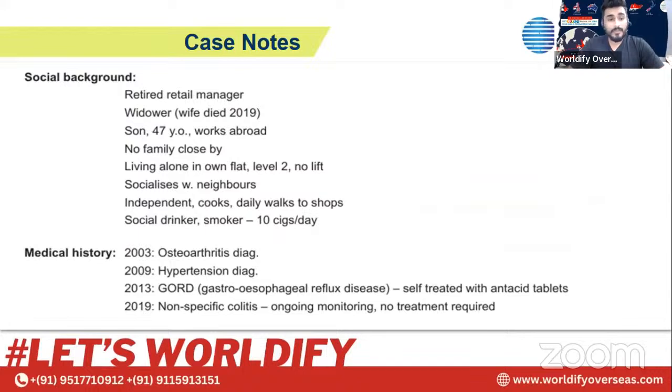His medical history: in 2003, he was diagnosed with osteoarthritis. In 2009, hypertension. In 2013, GORD, which is self-treated, by the way, with antacid tablets. In 2019, non-specific colitis, with ongoing monitoring. So this may be semi-relevant information. You may add it because the ongoing monitoring is needed here. No treatment is required, but ongoing monitoring is required.